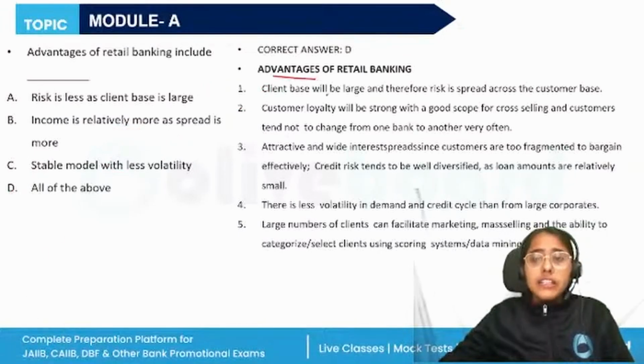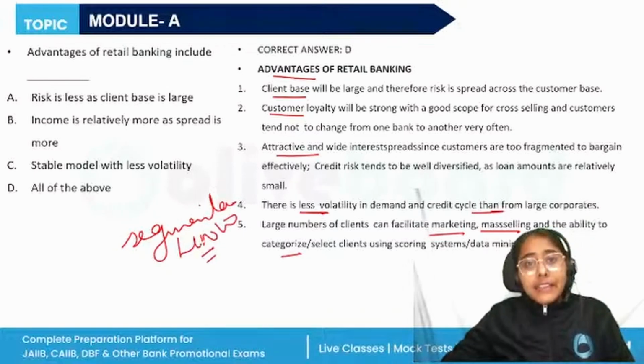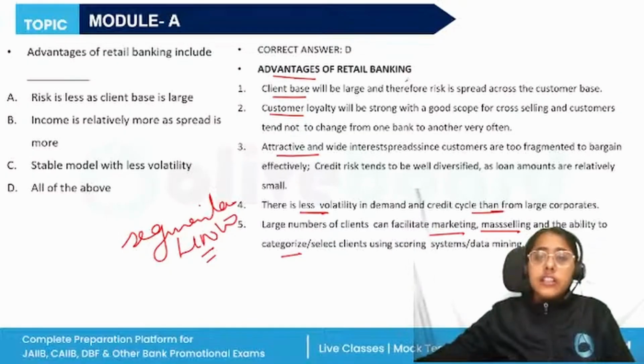So what are the advantages? Customer loyalty, attractive and wide interest spread. Since customers are too fragmented, there is less volatility as compared to the large corporates, and a large number of clients can facilitate marketing, mass selling, and the ability to practice customer segmentation. We have high net worth individuals to whom we can sell third-party products as well, and other products and services. So these are the advantages. Correct answer is option D.